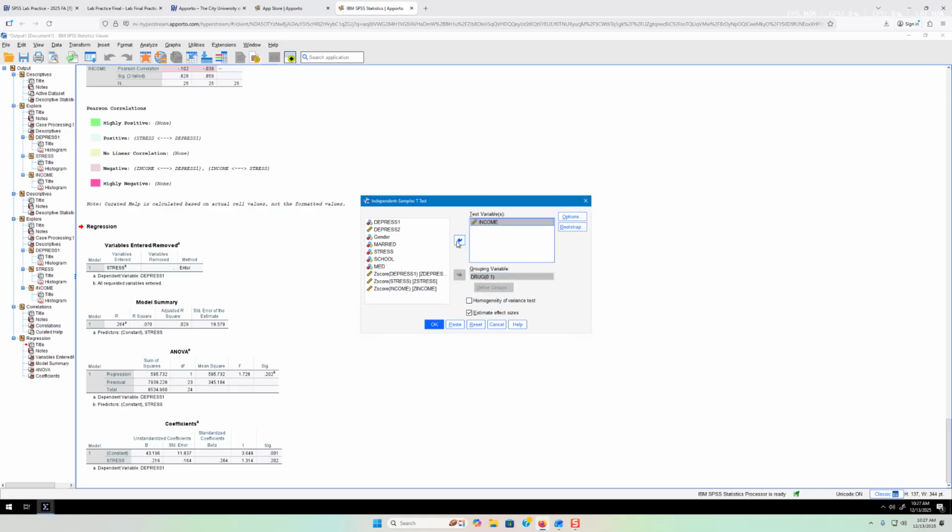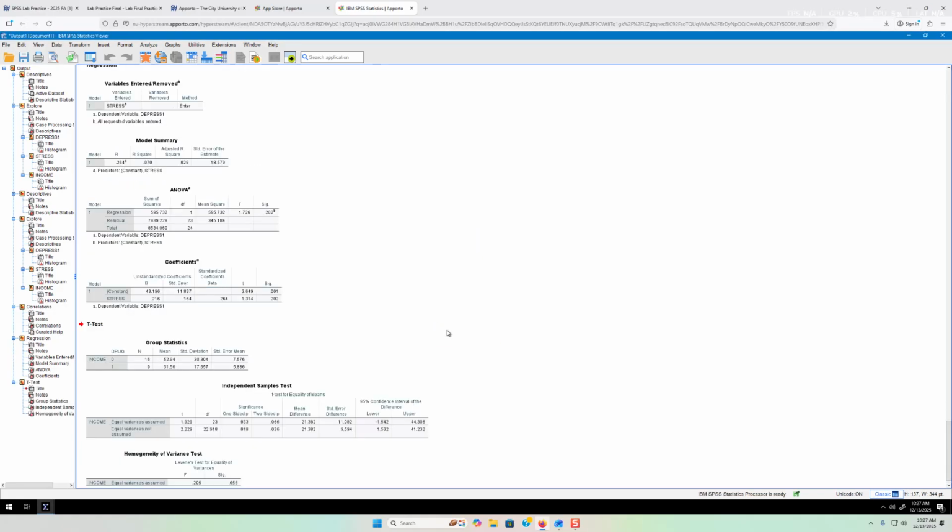Income is our dependent variable, so we put that up here. You can check the homogeneity of variance test if you want. Estimate effect size, uncheck that. You don't need effect size for this. Hit OK. We're going to go with equal variances assumed for these tests because they're all meeting the criteria for equal variances assumed. So look at equal variance assumed.